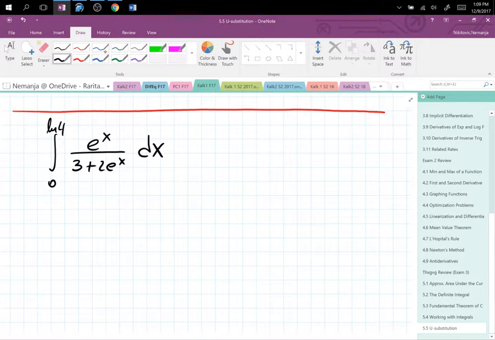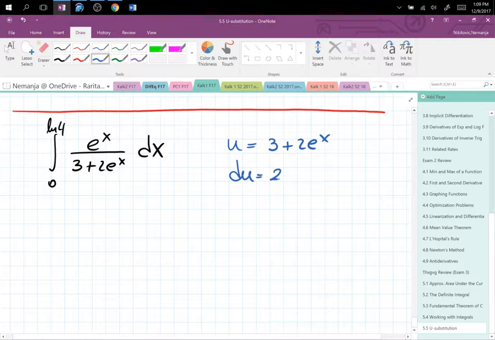What is u? Three plus 2e to the x. And then du is 2e to the x dx. So we need a 2. Okay, so that's the first thing we fix. And now the whole problem becomes du over u. Right? And there's a half in front.